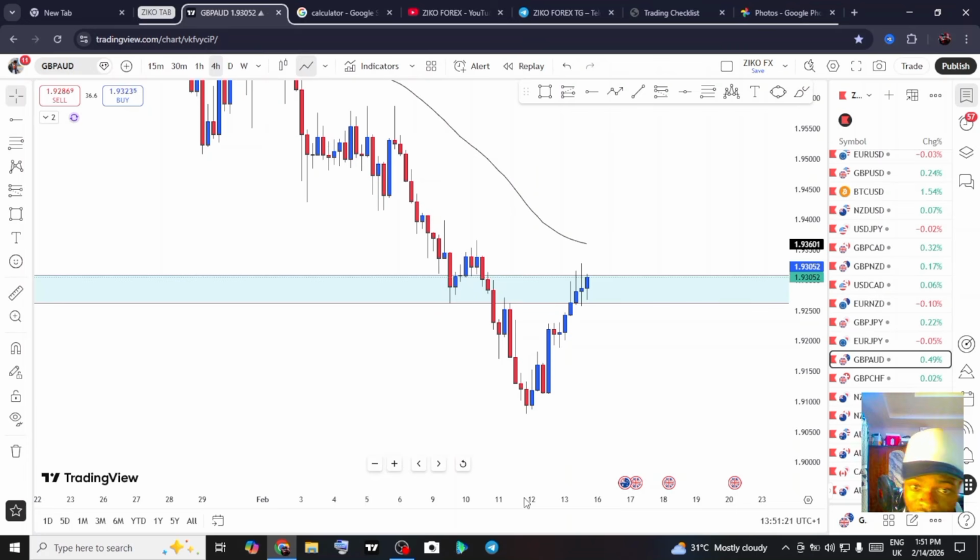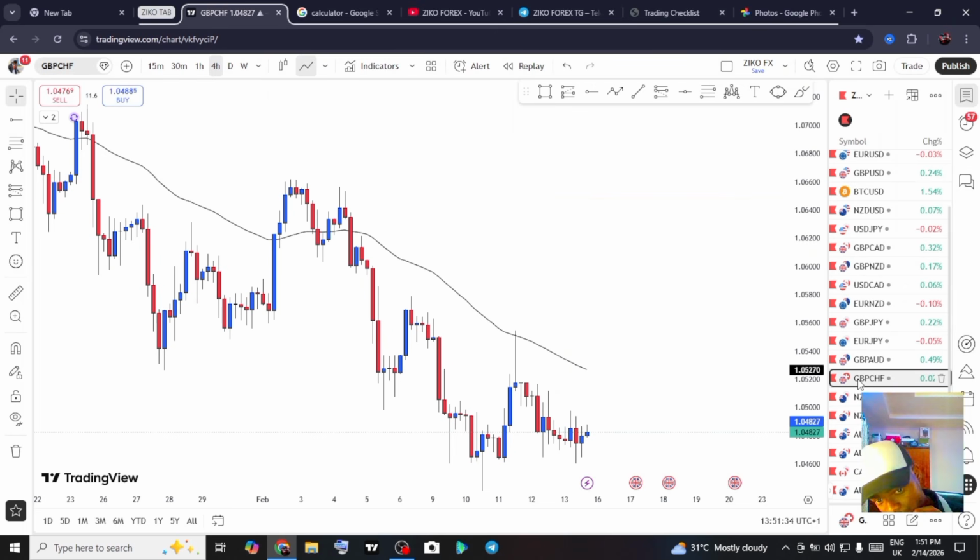Now the 4 hour time frame is telling me that if we have a slowdown, we can actually continue selling, right? You see, this market is really just all over the place. I am not interested in selling or buying GBP AUD. Next pair, please. GBP CHF.